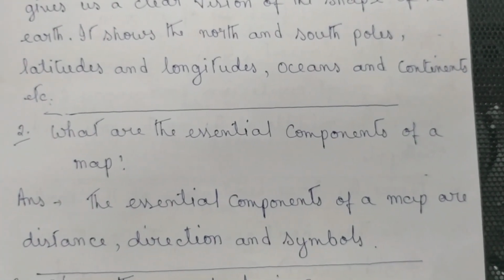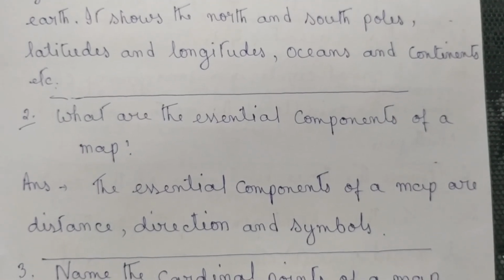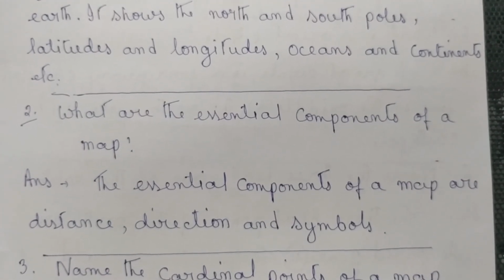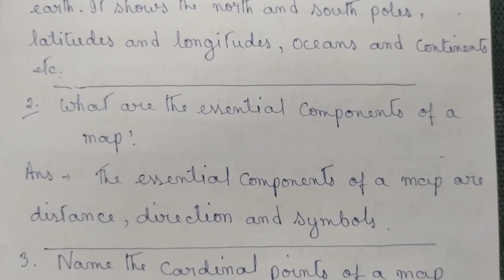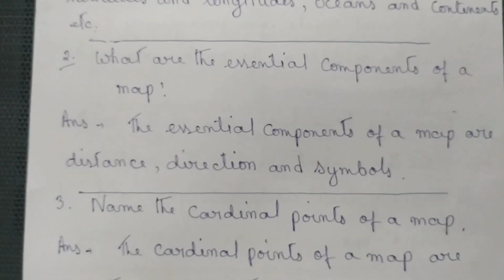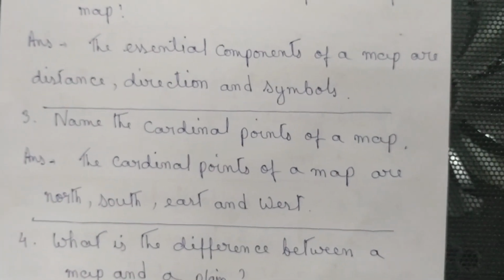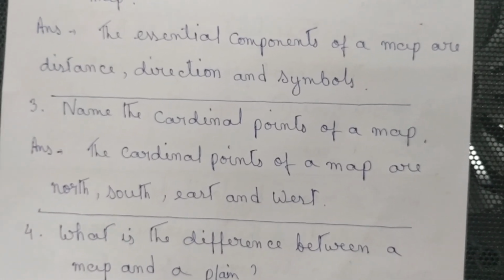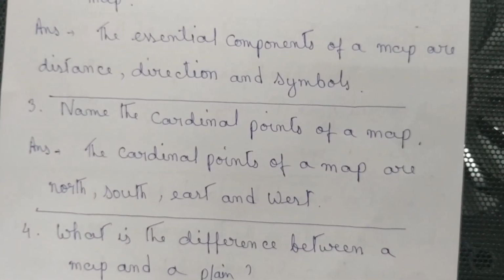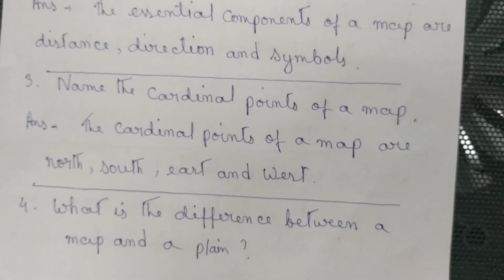What are the essential components of a map? The essential components of a map are distance, directions, and symbol. Name the coordinate points of a map. The coordinate points of a map are north, south, east, and west.